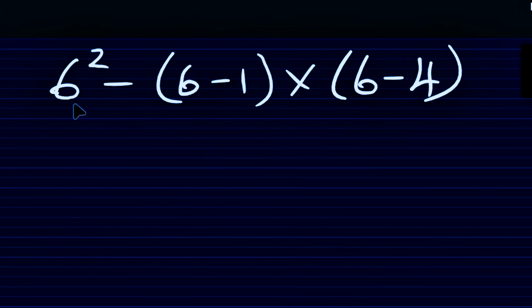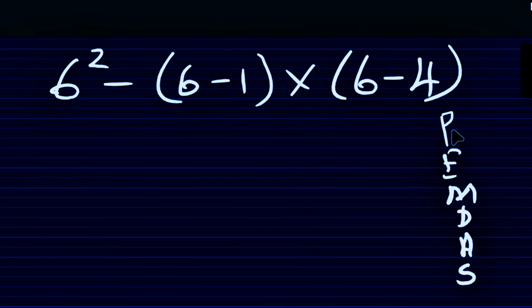Now, the correct way to solve this particular expression is to first of all write down the order of operation, which is PEMDAS, P-E-M-D-A-S. Where P here is parentheses, E is exponent, M and D is multiplication and division. And one interesting thing is that this multiplication and division are of the same priority.